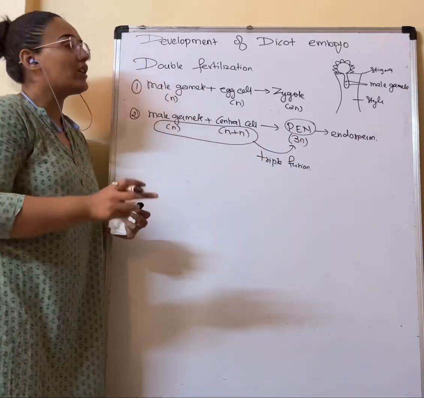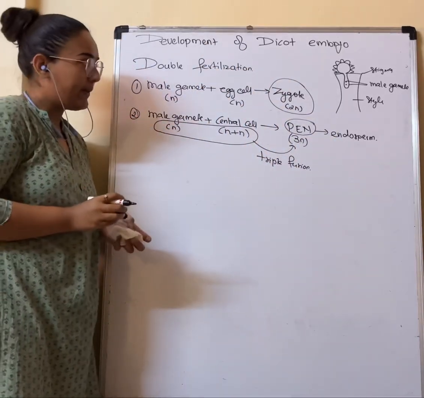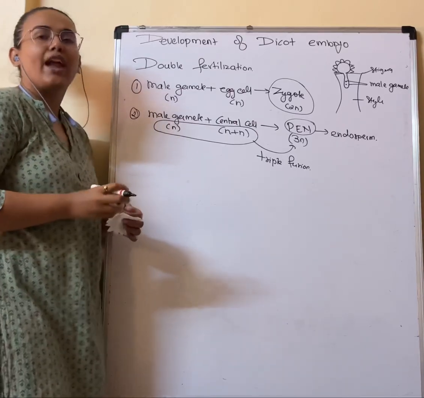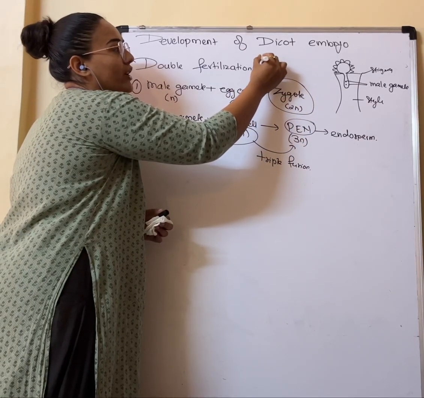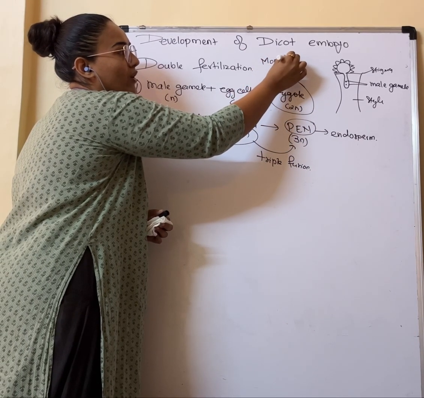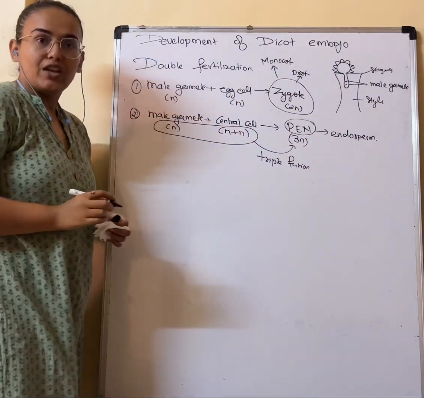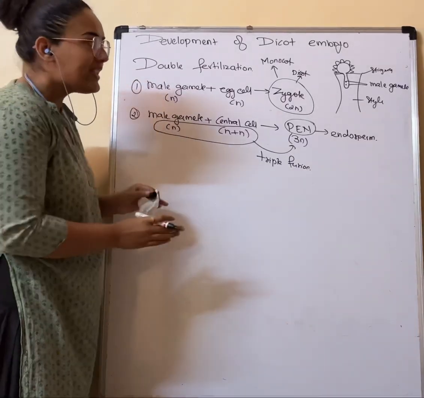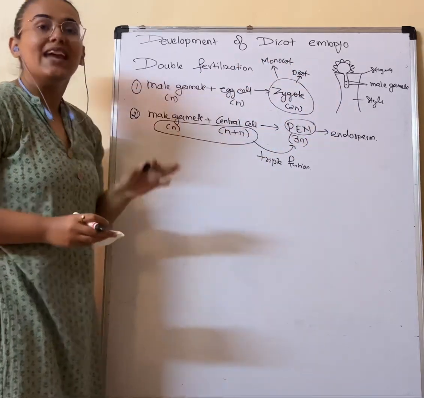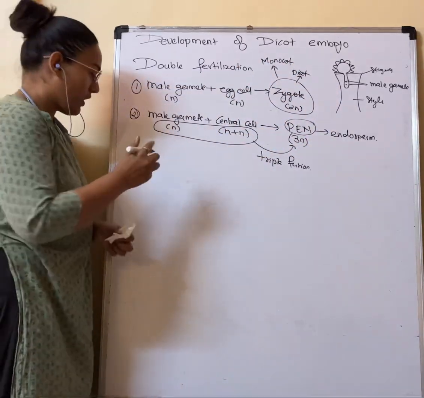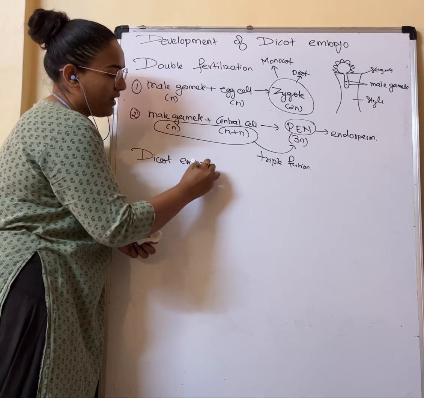First and foremost, we are going to study what happens to the zygote which is present over here. Now, angiosperms usually have two fates: either the zygote will turn into a monocot, or it will turn into a dicot. Right now, in this video, we will be exclusively talking about this zygote turning into a dicot embryo.